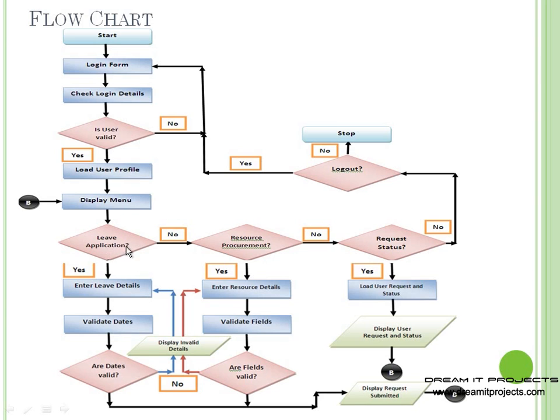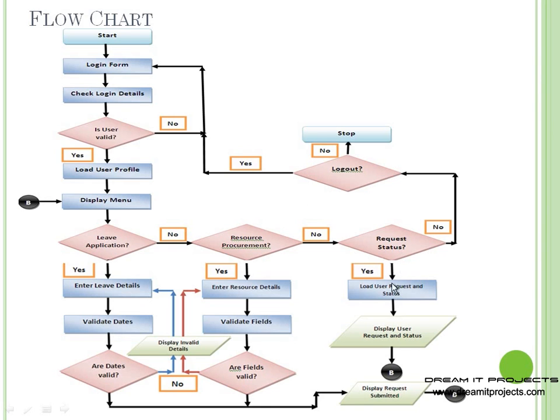Now if the request is not a leave application, if it's a resource procurement, to check, enter the resource details, validate fields. Are the fields valid? If no, then display invalid details, else it will go to the display requested submit, and it will again go to the display menu. If again the menu clicked is not a resource procurement, it can be a request status.